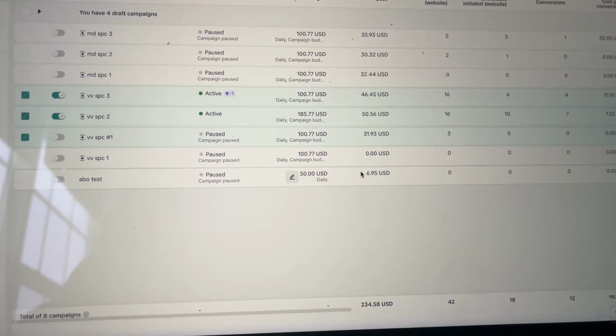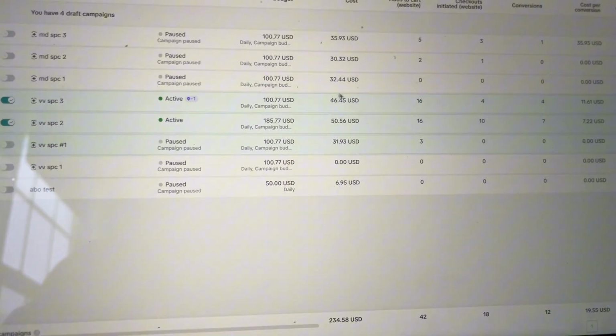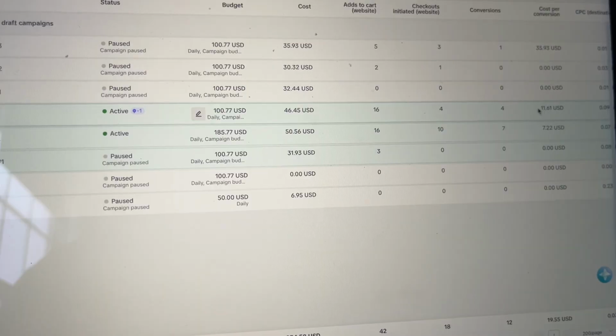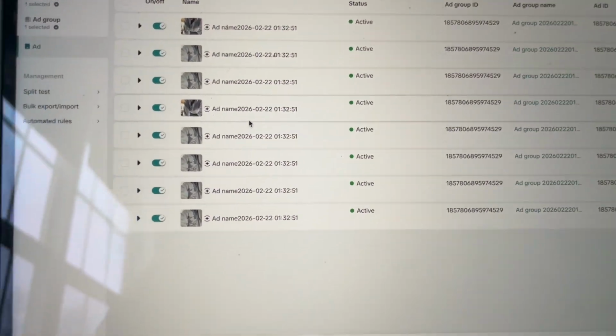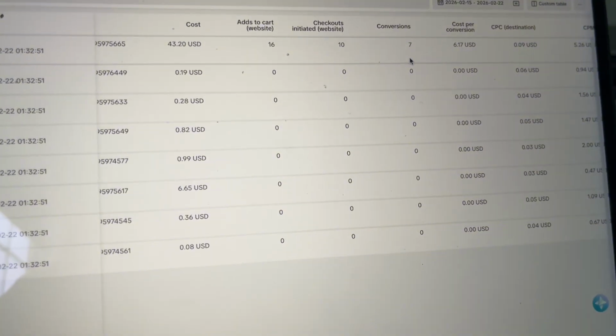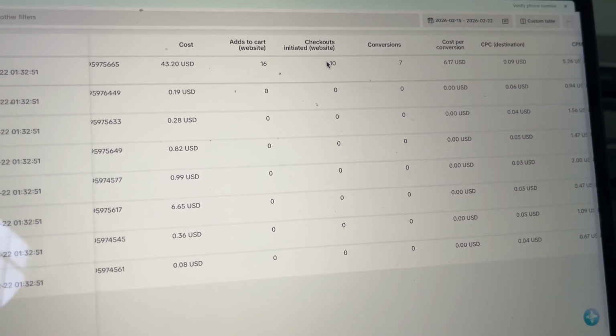All right, and then this third campaign up here, I haven't bumped the budget yet, but it's insanely profitable. 4 sales. So right now I went into the ad side, a little deeper into the campaign. And this campaign I'm showing you guys is the one with 7 conversions. And damn, as you can see, all 7 conversions came from one ad.